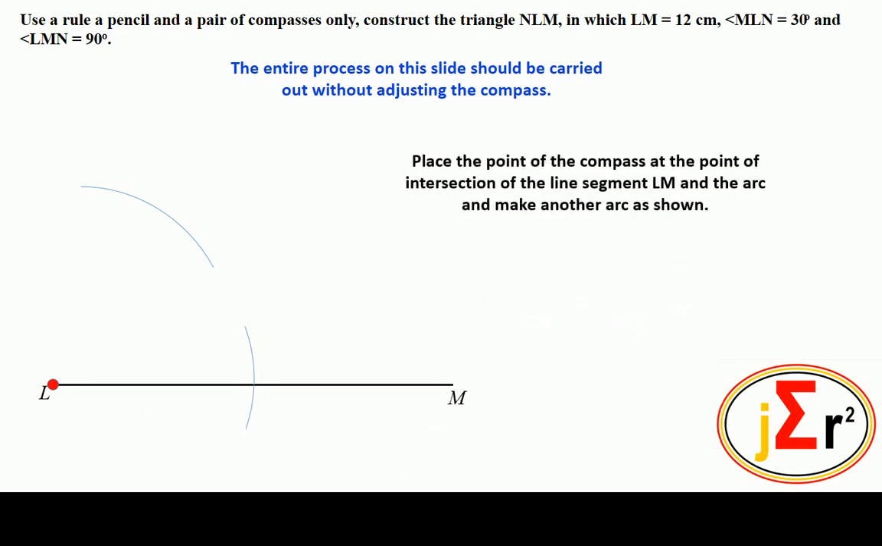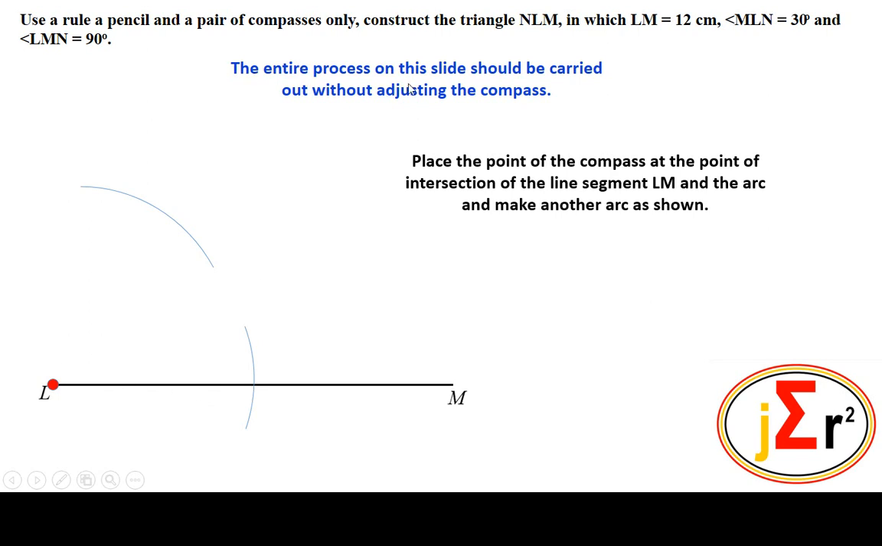Place the point of the compass at the point of intersection of the line segment LM and the arc. That point we will put our compass point right there, and we make another arc. What that causes is that we have this distance equal to any distance touching this arc, and we are going to put the compass point here. Now we have it here.